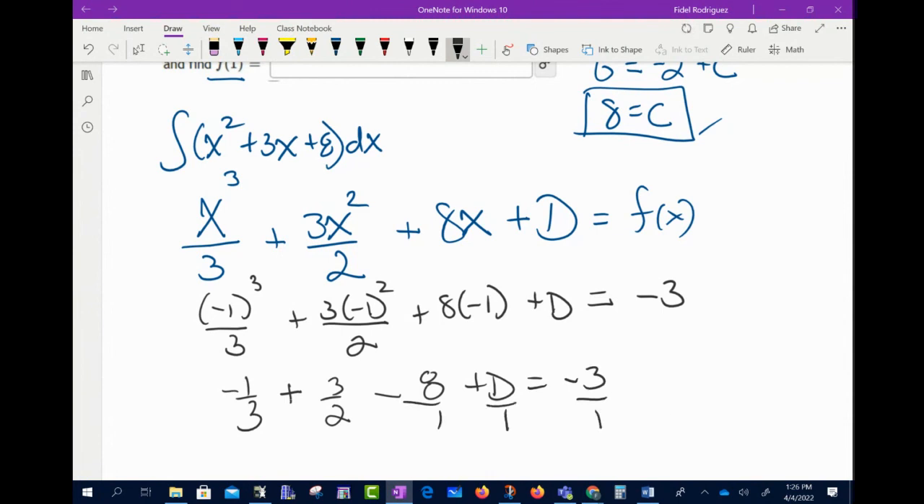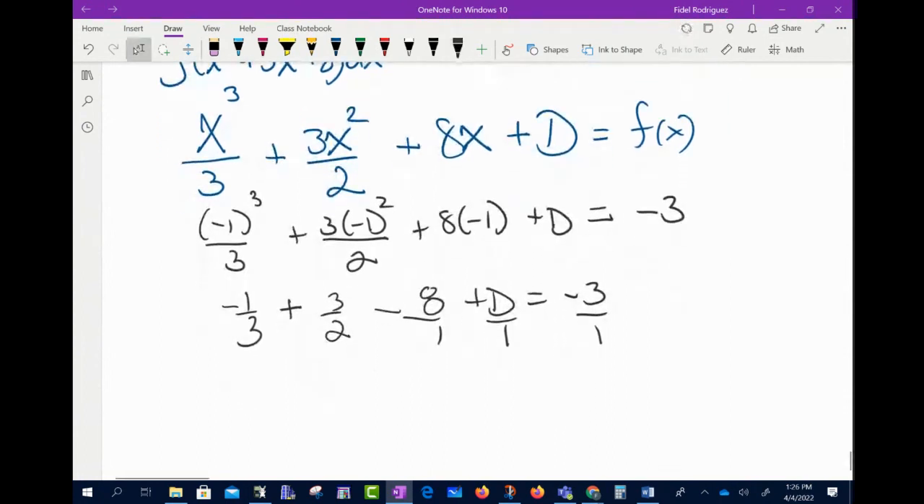Look, I'm going to think of all these as fractions. What do you think my common denominator is here? 6. Good. So let's multiply everything here by 6 over 1, or by 6, and we can then solve for the letter d.